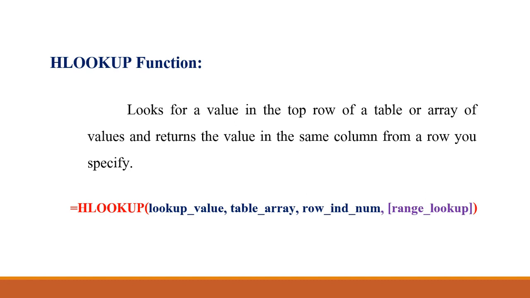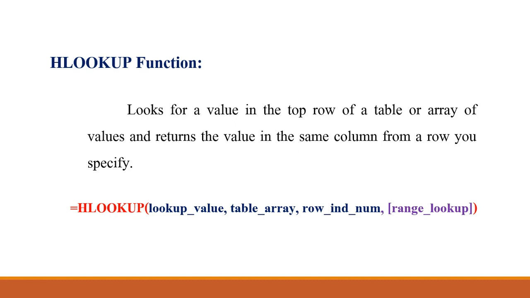In HLOOKUP we are taking the row index number, but in VLOOKUP we are taking the column index number. So the main difference between VLOOKUP and HLOOKUP is that in VLOOKUP we take the data table array column-wise, but in HLOOKUP we take it row-wise. There it's vertical, here HLOOKUP means horizontal. If the data is in vertical form, we'll go for VLOOKUP. If you want it in a horizontal form, we'll go for HLOOKUP.